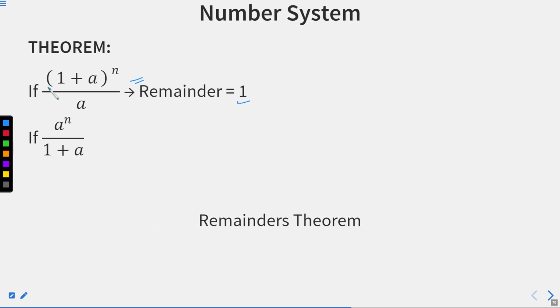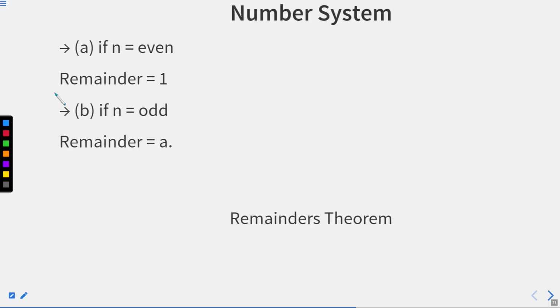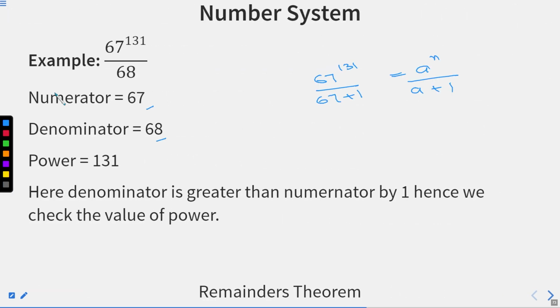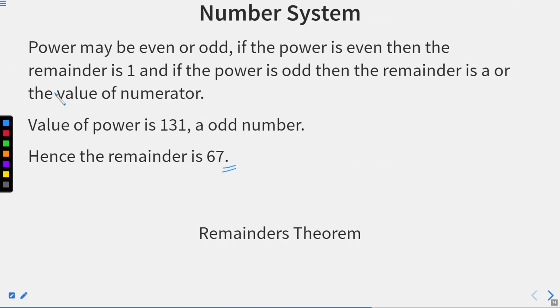If a form is given to you like this, 1 plus a to the power n upon a, in that case remainder is going to be 1. If a to the power n upon 1 plus a is given to you, in that case, if the power is even, then remainder will be 1, and if it is odd, the remainder is going to be a only.